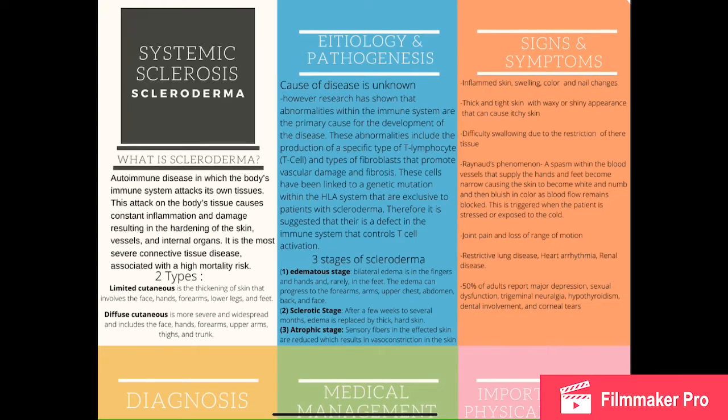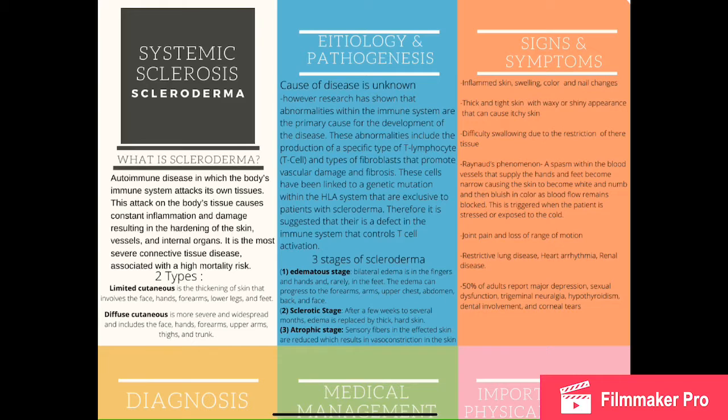So, to begin, systemic sclerosis is an autoimmune disease in which the body's immune system attacks its own tissues. Your normal immune system, which helps you fight off abnormal beings within your body, is now attacking normal tissues. And this constant attack is causing constant inflammation, which damages the skin, resulting in very hardened skin and vessels and internal organs. It is the most severe connective tissue disease associated with high mortality risk.